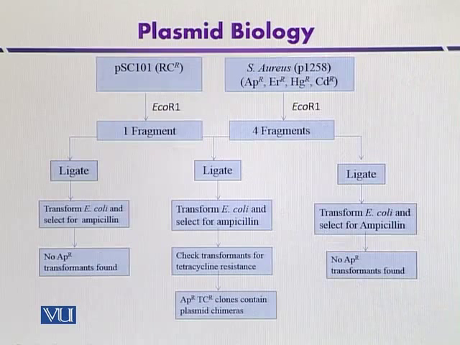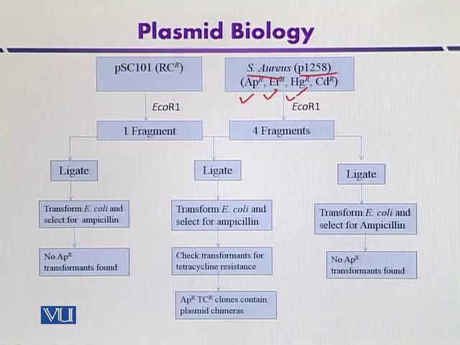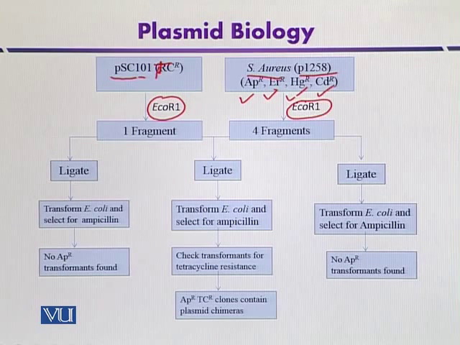These diagrams show the cloning of Staphylococcus aureus genes contained on plasmid pI258, which carries different types of selectable markers like ampicillin, erythromycin, a gene for mercury resistance, and cadmium. Whereas on pSC101, the resistance is for tetracycline. Here it is T. So both can be digested with EcoRI. In the case of pI258, 4 fragments are produced and only 1 linear fragment for pSC101.